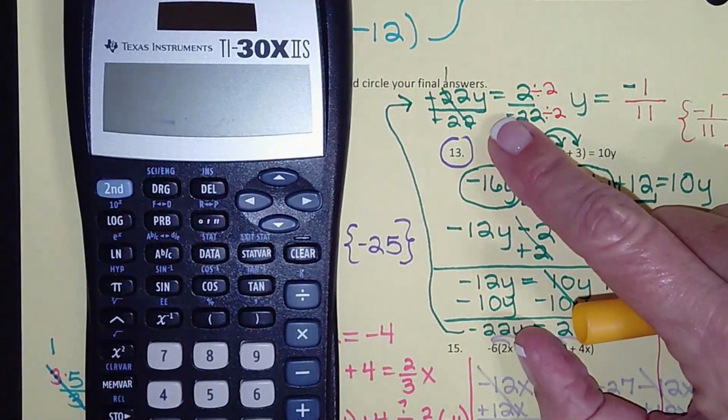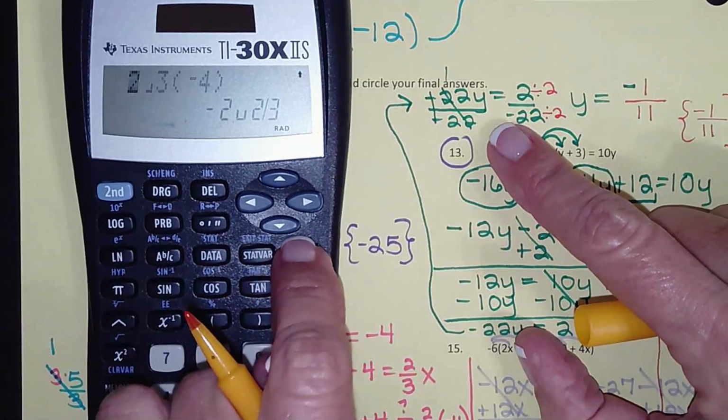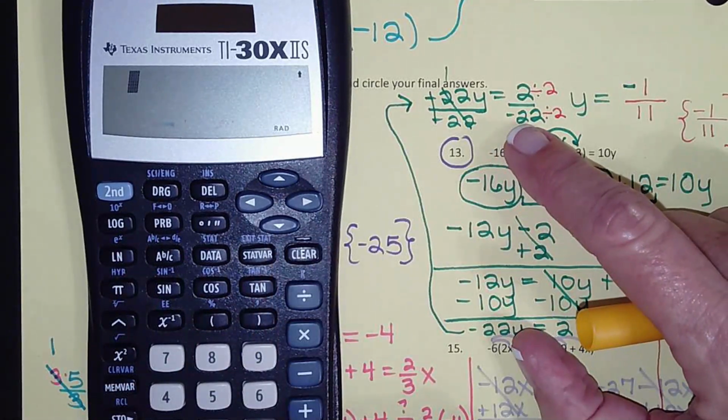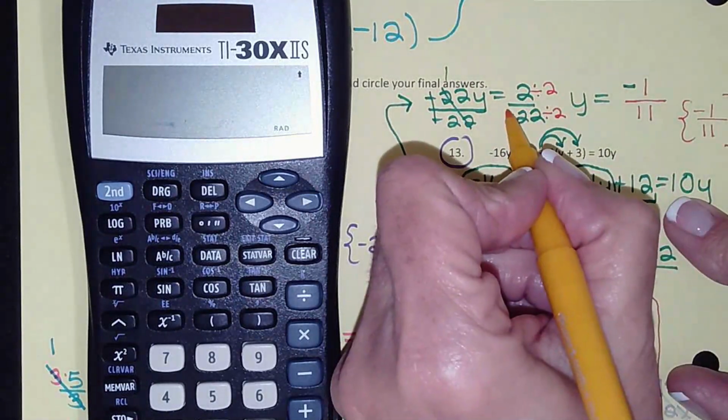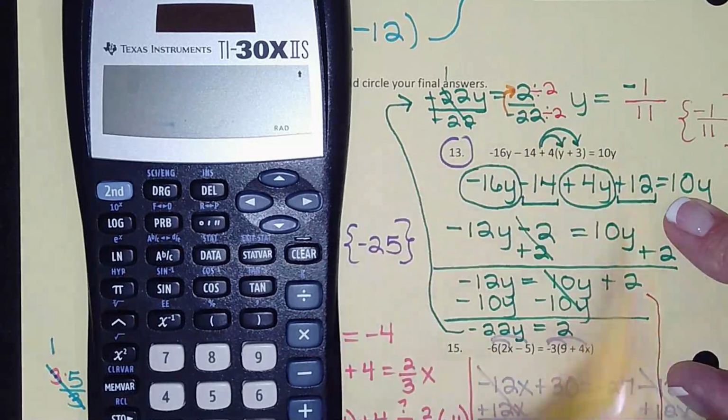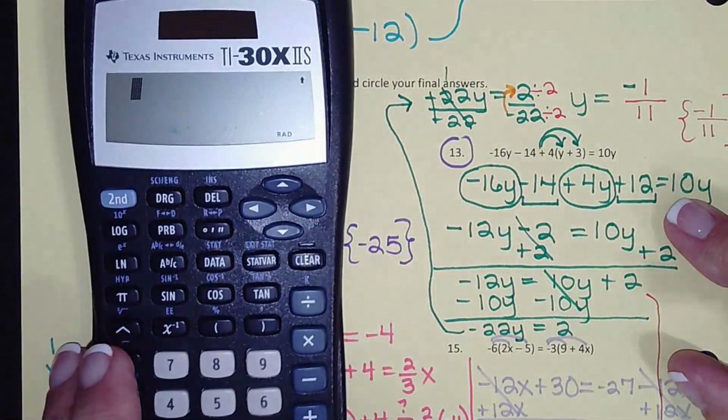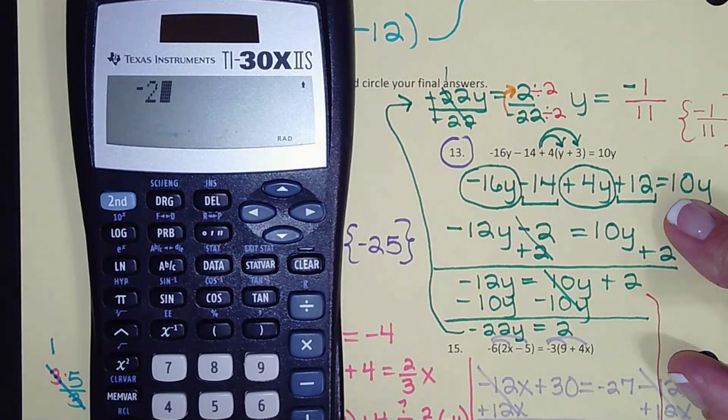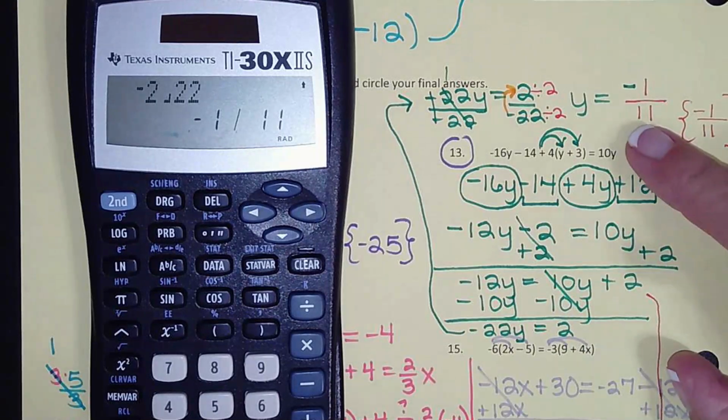So when you type it in the calculator will not let you put a negative in the denominator. So to simplify that in the calculator, you need to move it up before you type it in, and you just type -2 fraction bar 22, and it will give you the correct answer.